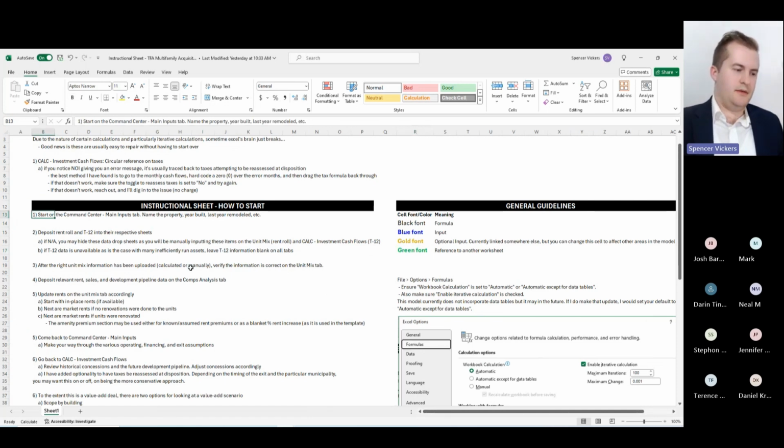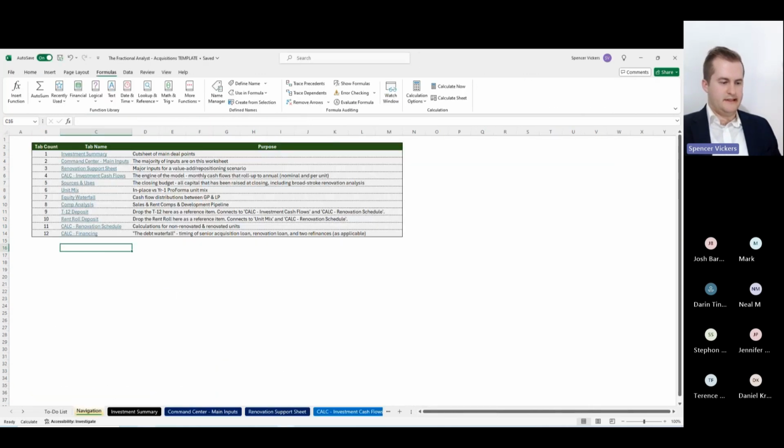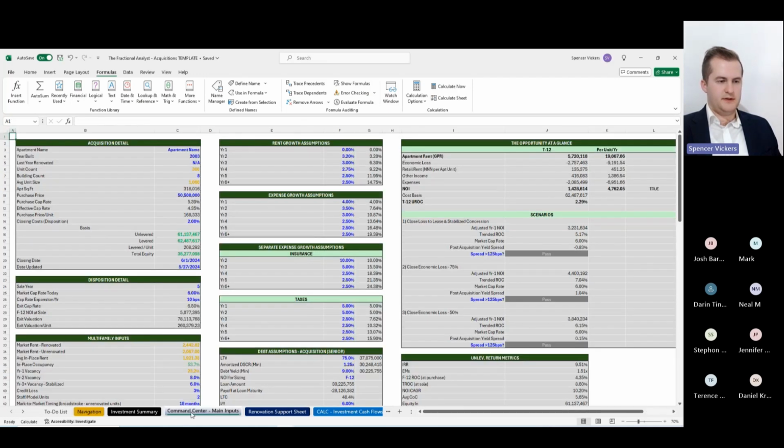So how to start? I would start on the Command Center Main Inputs tab, and I would name the property, do the year it was built, the last year it was remodeled, etc. So if you're on the navigation page, you can click here and go to Command Center Main Inputs, and it'll take you to this tab.